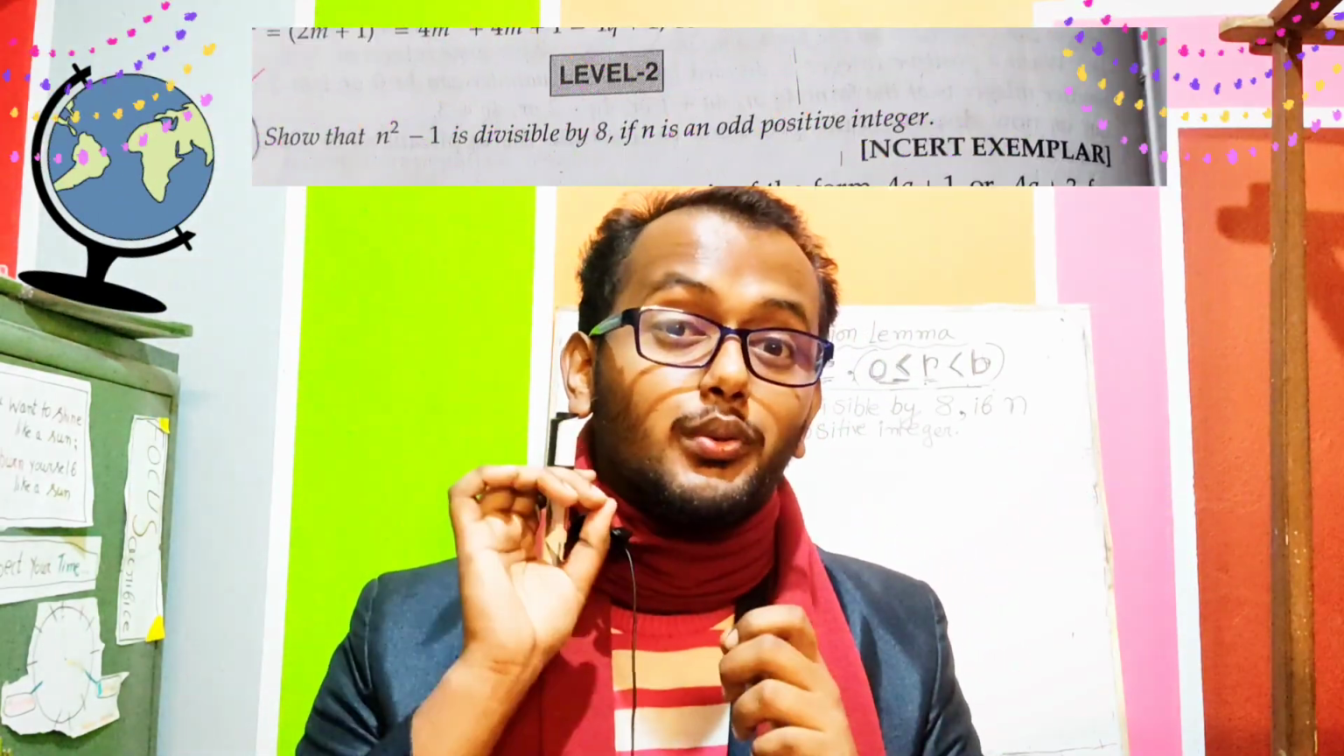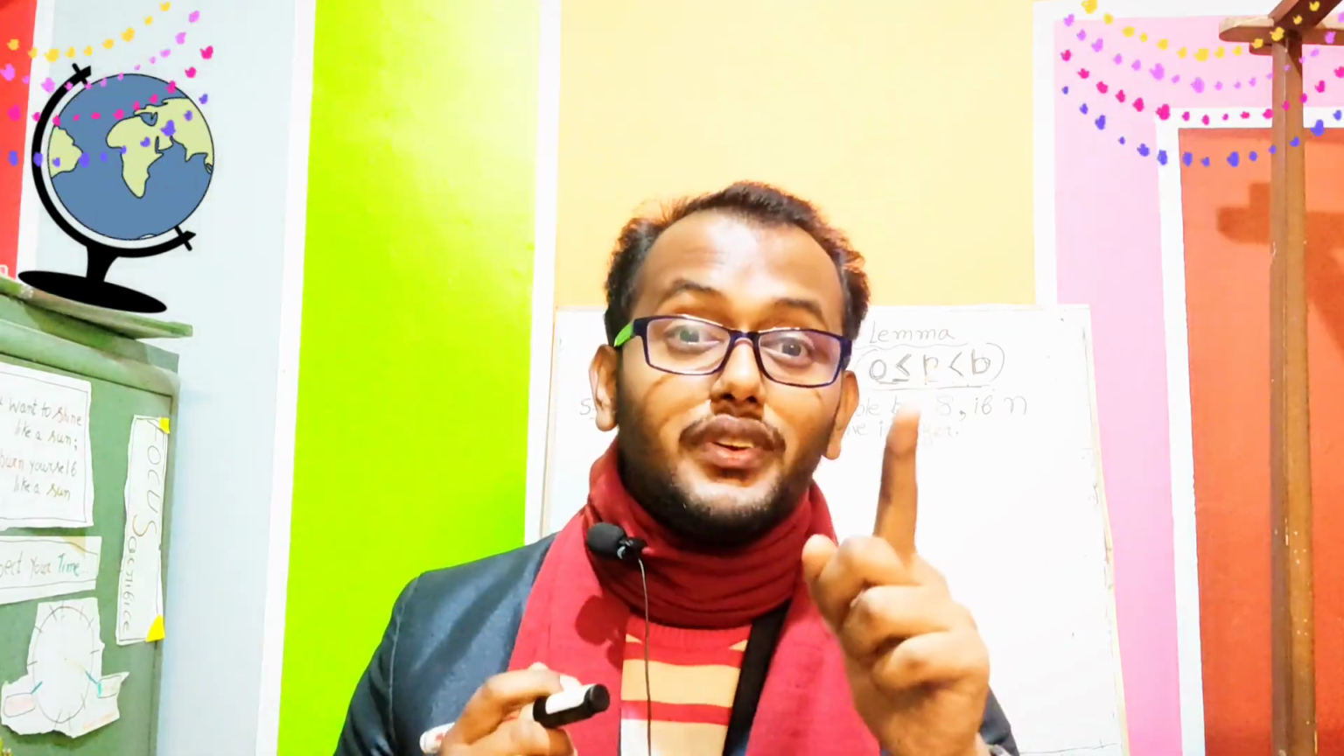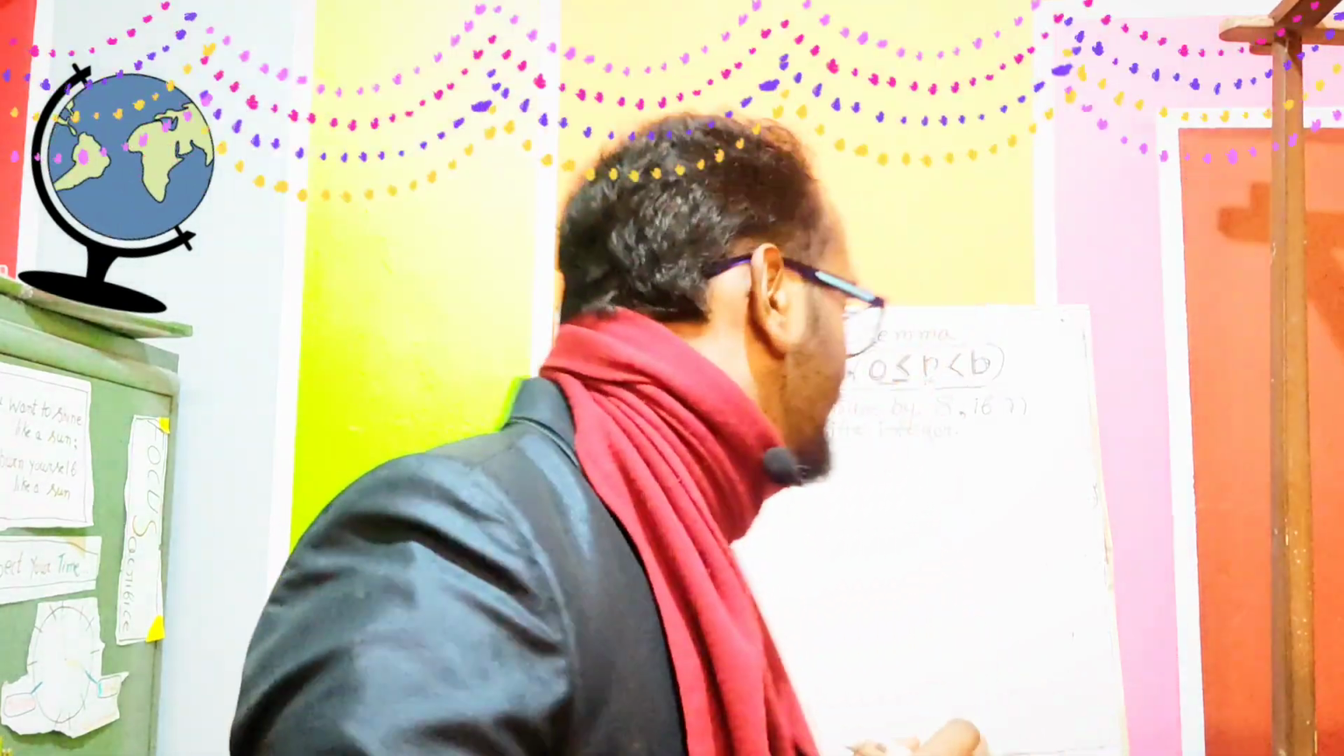Do comment, how many of you are thinking that since they have said it is divisible by 8, let's do this by taking 8 as the divisor? You can do this by 8, but it will be a huge problem. It will become too long, and it is unnecessary. So my suggestion to you is take the better one, that is 4.